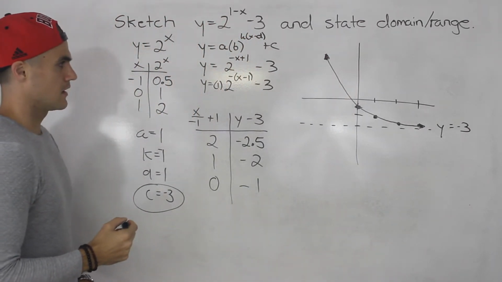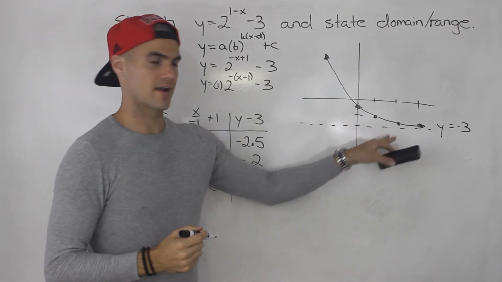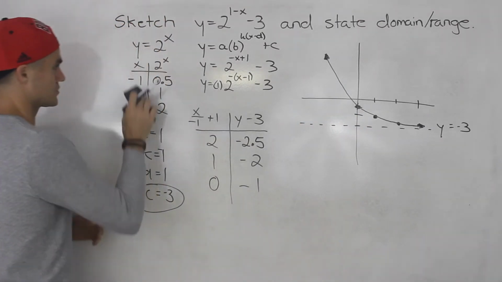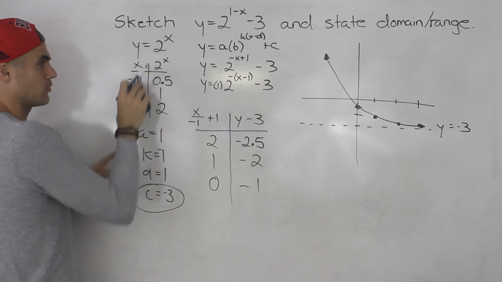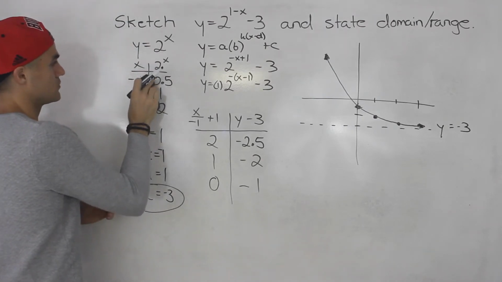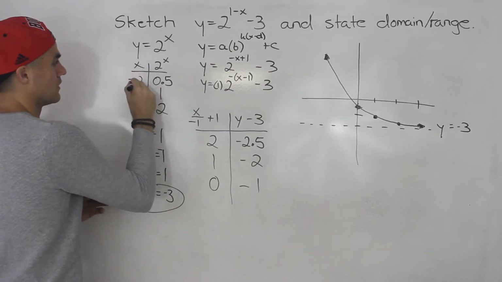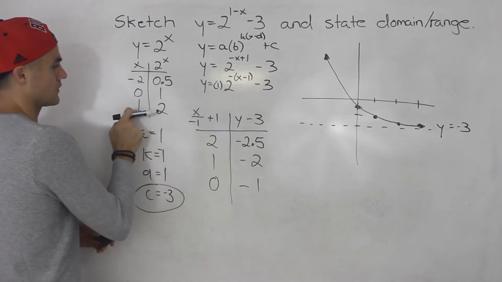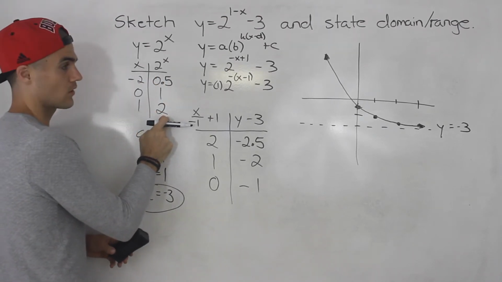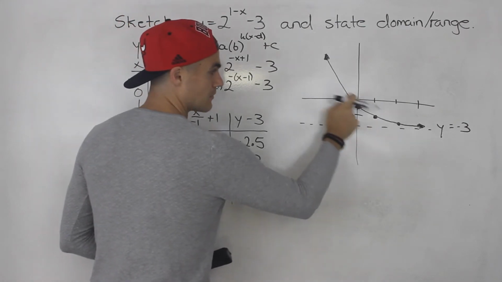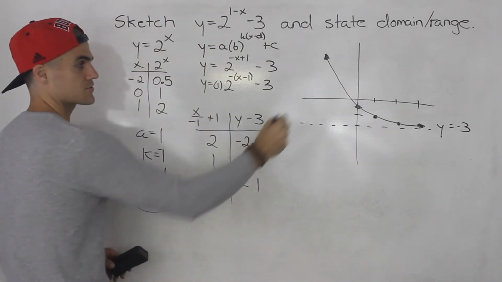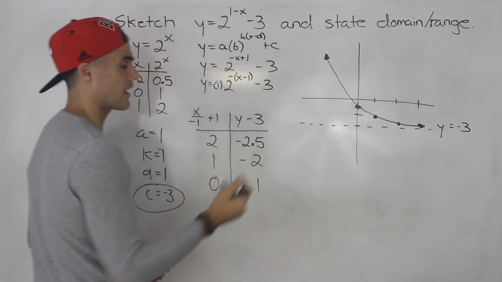Okay. If you want these points a little bit more spread out, you could add points to the parent function, or you could even use -2, which would be 0.25, and then if you put 2 here, this would be 4. You see these endpoints will be a little bit more spread out, so it'll look more like a curve.